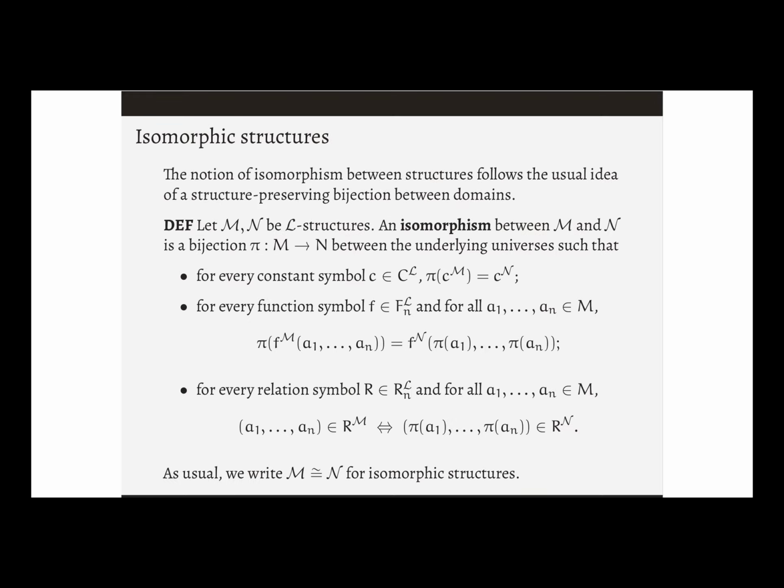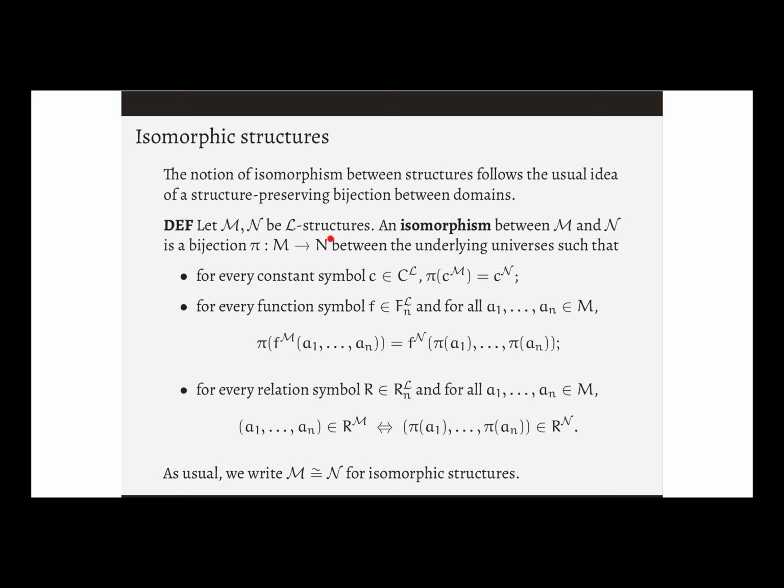A fundamental relation between structures is that of isomorphism, for structures over the same language. It generalizes or captures the basic idea that an isomorphism is just a structure preserving bijection between domains. And in our case, structure preserving means we have to preserve all the symbols that are present in the language, or rather the interpretations of these symbols.